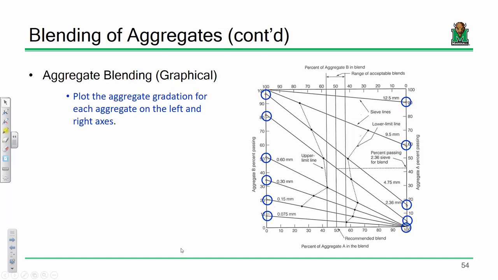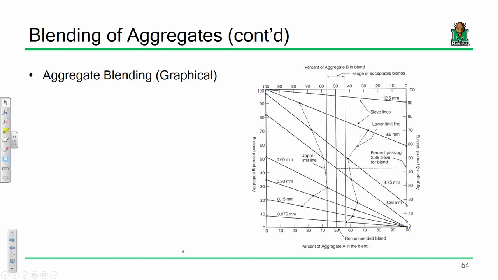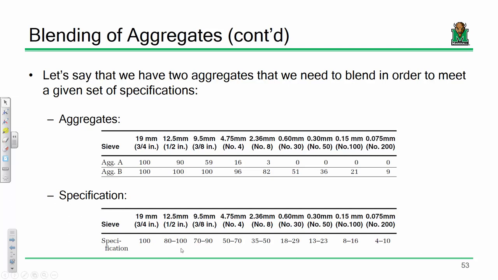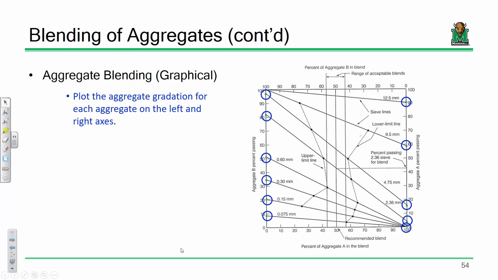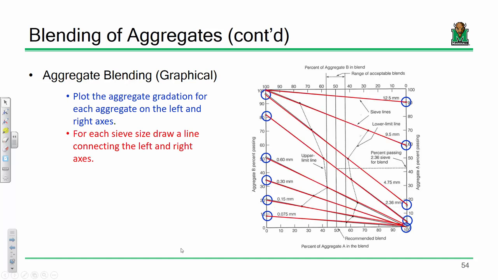So over here on the right, this is aggregate A, and this is aggregate B over on the right side. You'll notice these numbers here, it says I've got something in the 90s, and then something a little higher than 80, and then something a little higher than 50. That comes from right here. So we've got 96, 82, 51, 36. I'm essentially plotting those values here, and then drawing a straight line in between them.